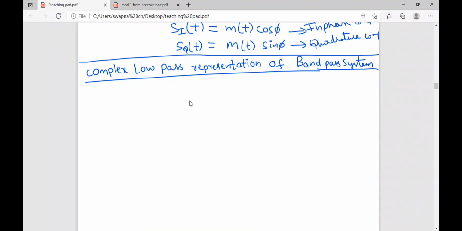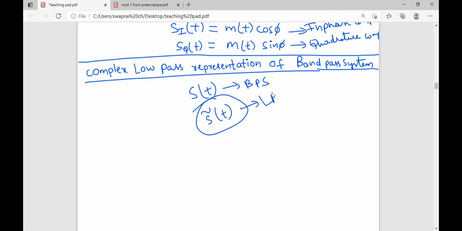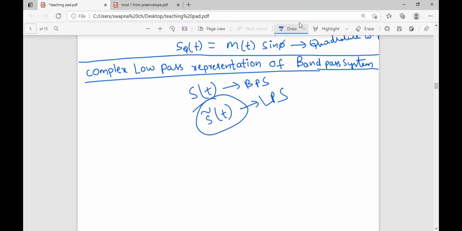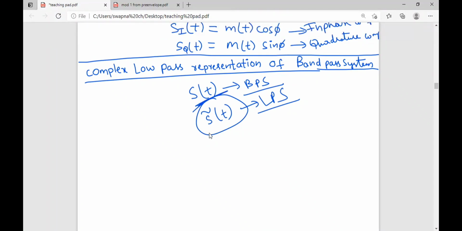In the previous topic we have seen, if I have a signal s of t, and this is a band pass signal, we converted this band pass signal to a low pass signal, which is s tilde of t. S tilde of t is nothing but the complex low pass representation or complex envelope. So the band pass signal is converted to a low pass signal, represented as s tilde of t.